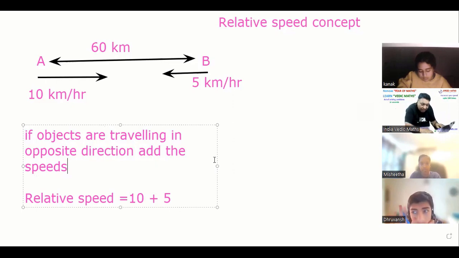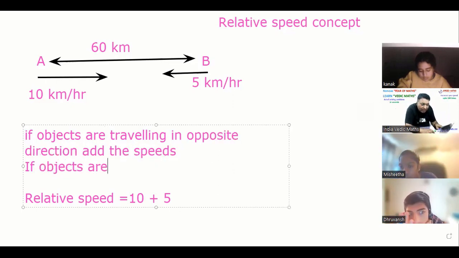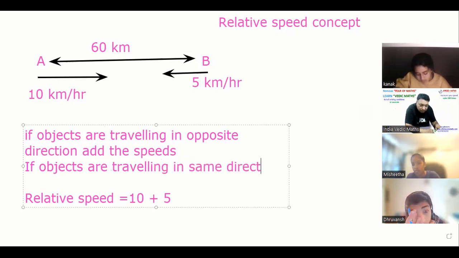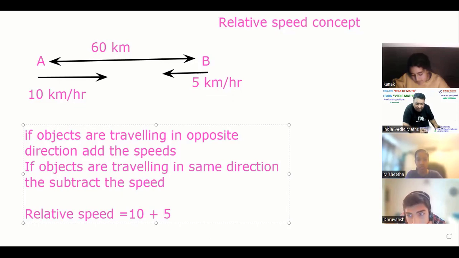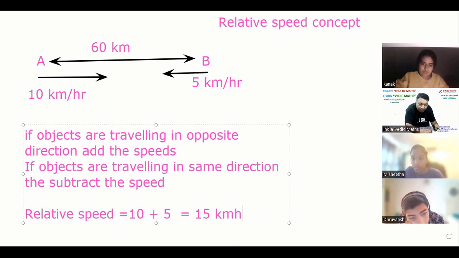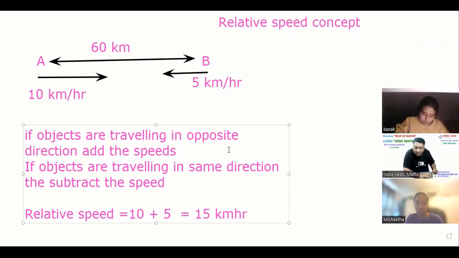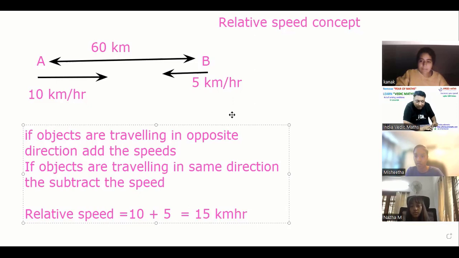But if objects are traveling in the same direction, then we'll do same direction also after this, you subtract the speed. Okay. Here what is happening? You agree that both are coming opposite to each other, right? Like this. So you will add the speed. The speed becomes 10 plus 5, 15 km per hour. So the reduced speed between them is 15 km per hour.